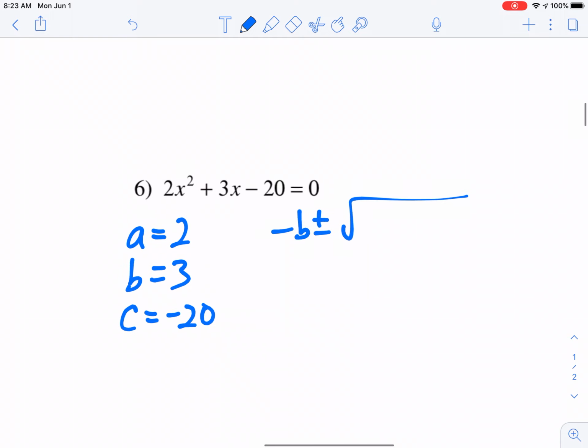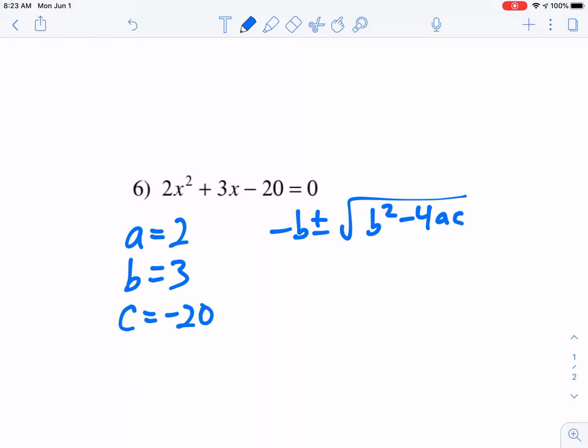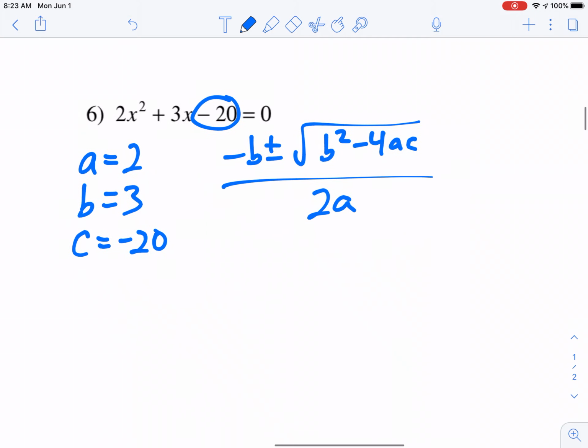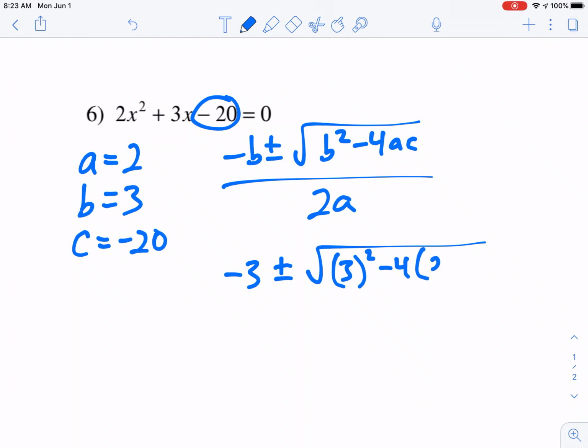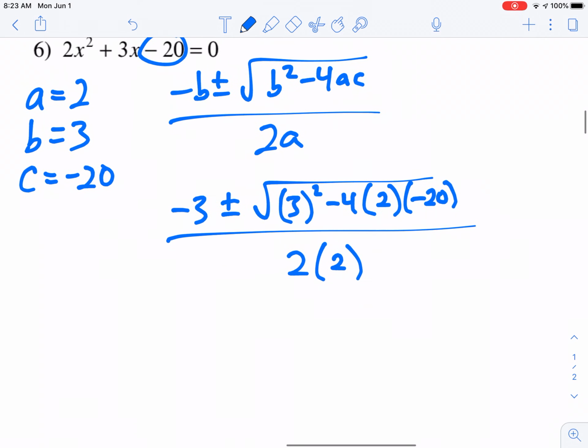Do not forget the negative sign with your values, or else you're going to get the wrong answer. This negative sign right here is attached to the 20. So C is -20. So the negative of 3 plus or minus the square root of 3 squared minus 4 times 2 times -20, all divided by 2 times a, which is 2. That's just plugging everything in.